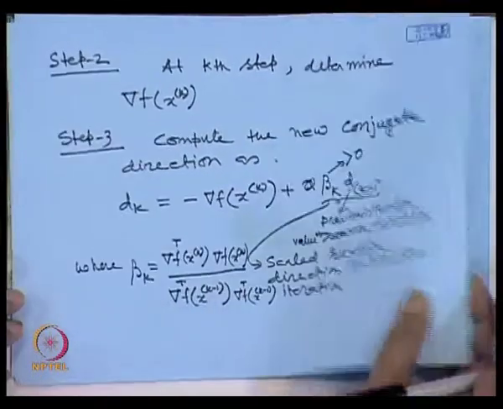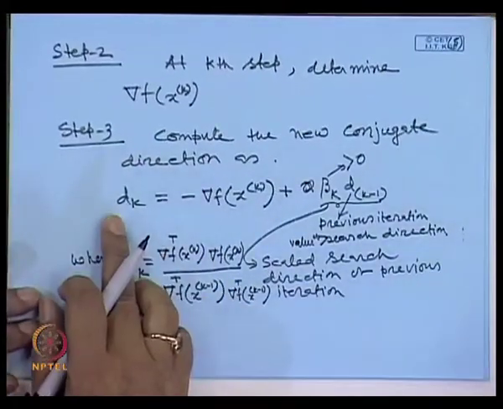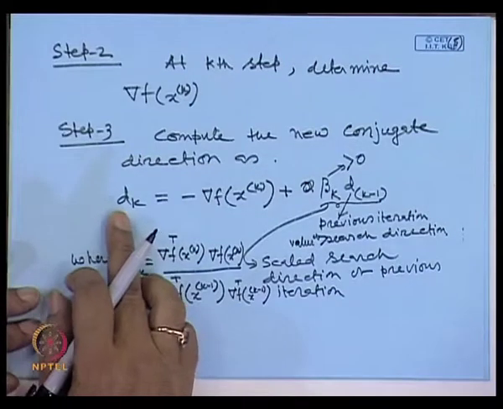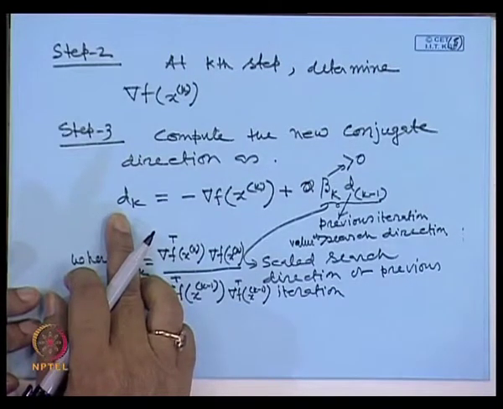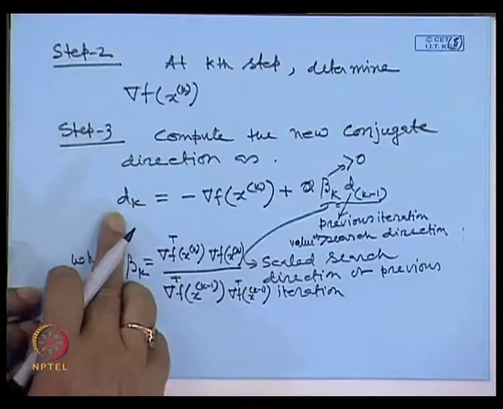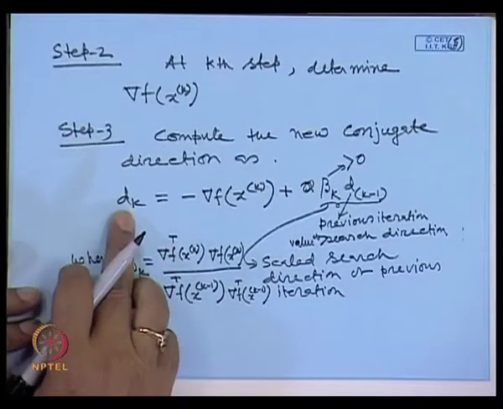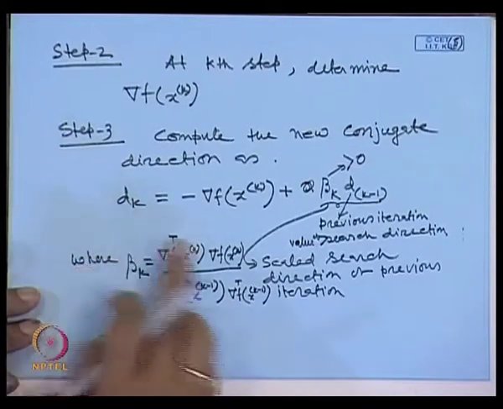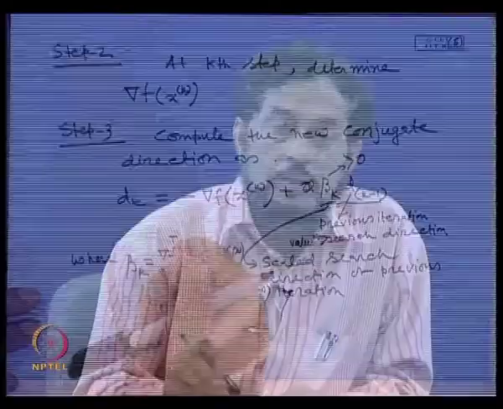So, if you look at this expression, what is the guarantee that if you move in this direction, we are moving in the descent direction? That means the function value at the k plus 1th iteration will be less than the function value at the kth iteration. What is the guarantee?